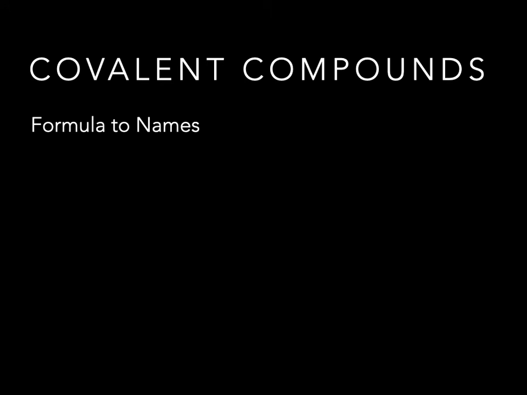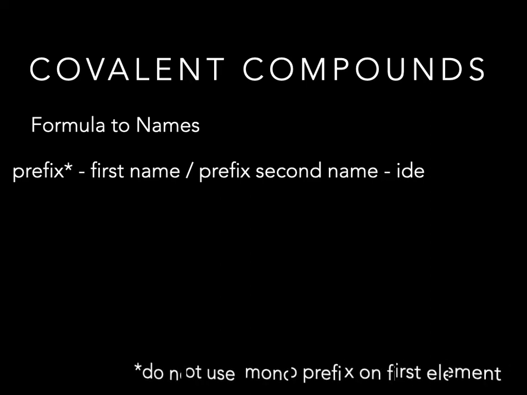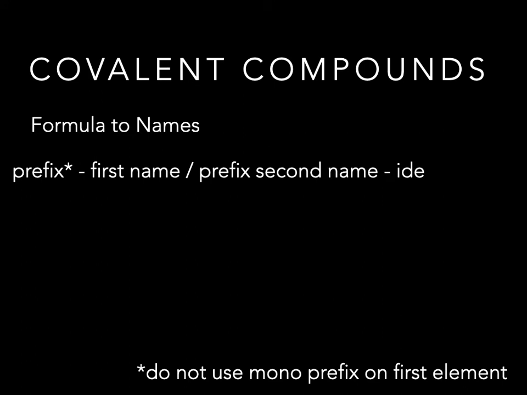So there's 2 ways that we're going to come at each of these. Either you're going to be given a name and you have to write a formula, or you're going to be given a formula and have to write a name. So if you're given a formula and you need to convert it to a name, then you're just going to look at the subscripts and convert those subscripts to prefixes. So we'll put a prefix and then the first element name, and then we'll do a prefix and the second element name, and then we'll always change that second element to IDE on the ending. The little asterisk there is to let you know that the mono prefix for 1 of something is never put on the first element. If you only have 1 of the second element, then we do use the mono prefix.